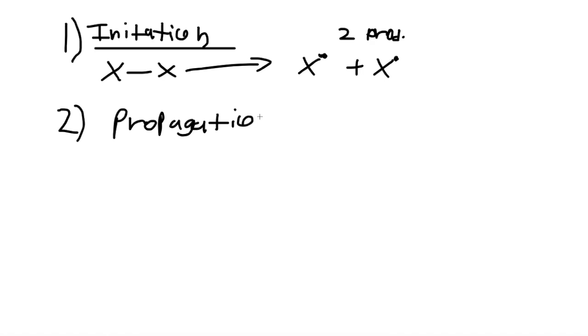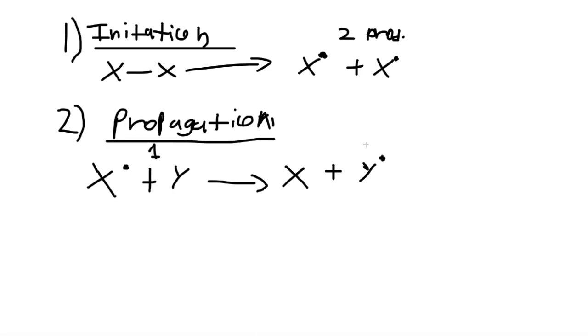In this step, you would start with, for example, one radical, and you would have it with something that is not a radical. And from this, you would end up having something going from this X not having a radical, to the other compound or element having a radical. So you go from one radical on the reactant side to one radical on the product side.